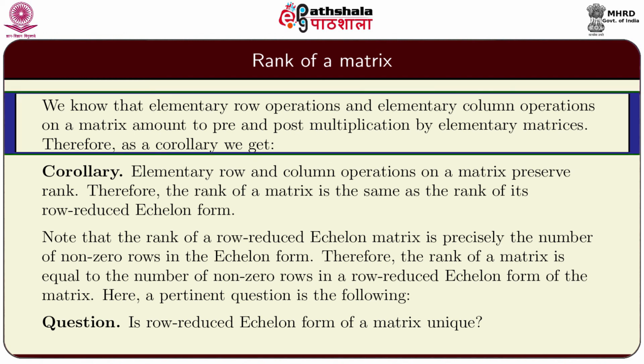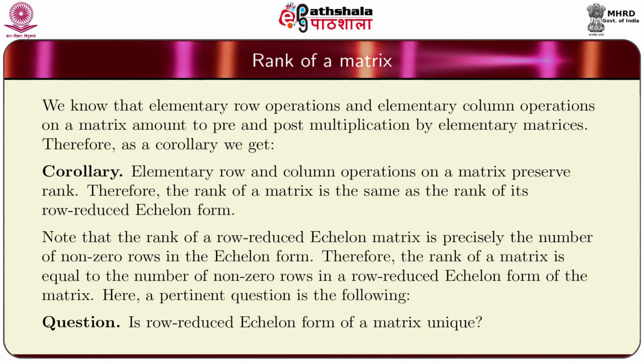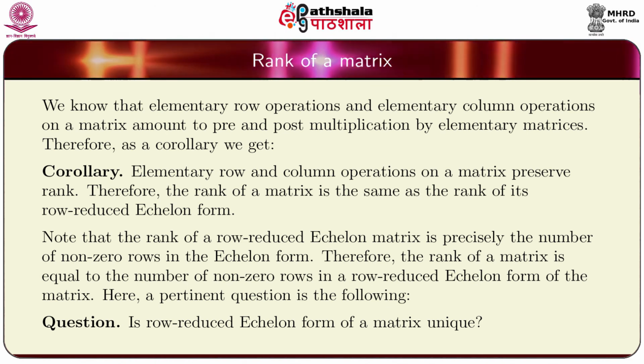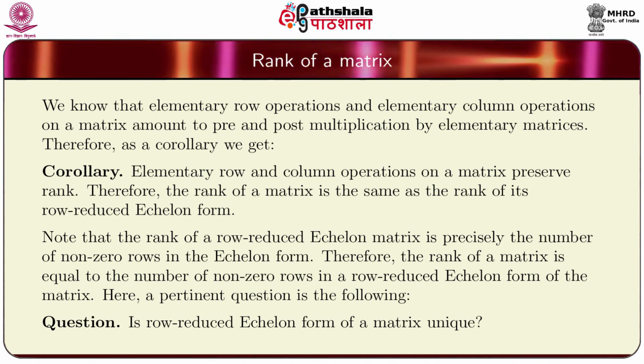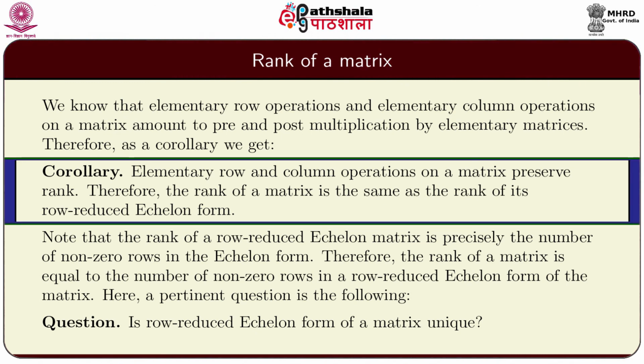We know that elementary row operations and elementary column operations on a matrix amount to pre and post multiplication by elementary matrices. This we have seen before. Therefore, as a corollary to the previous theorem, we get elementary row and column operations on a matrix preserve rank. This is really useful because we know that we can transform any matrix into its row reduced echelon form by applying finite number of elementary row operations. And what this corollary says is that the rank of a matrix is the same as the rank of its row reduced echelon form.